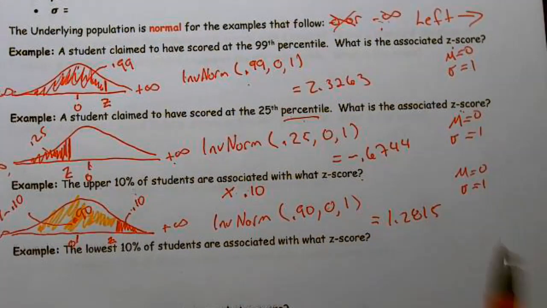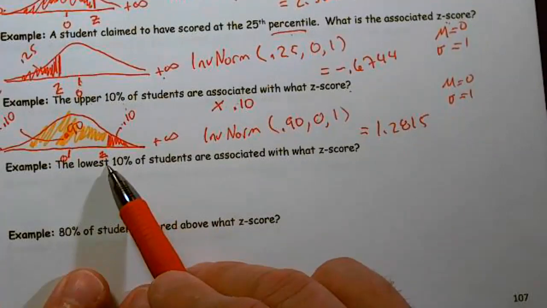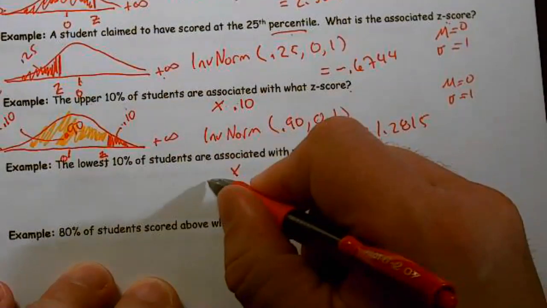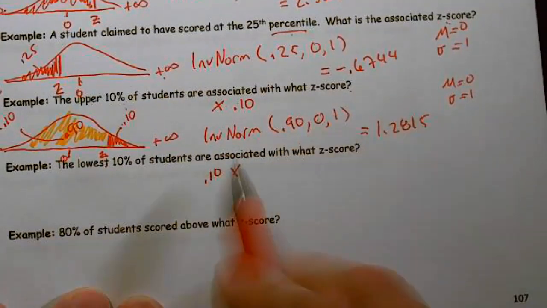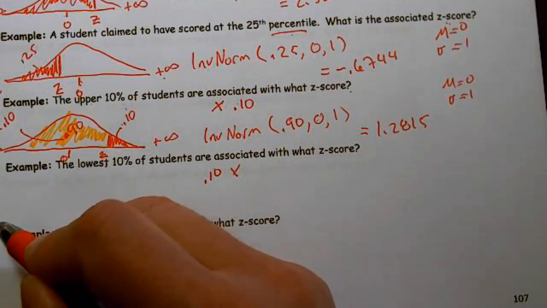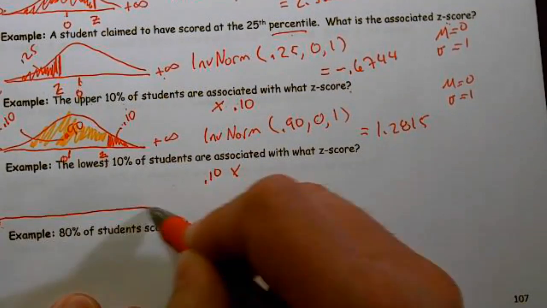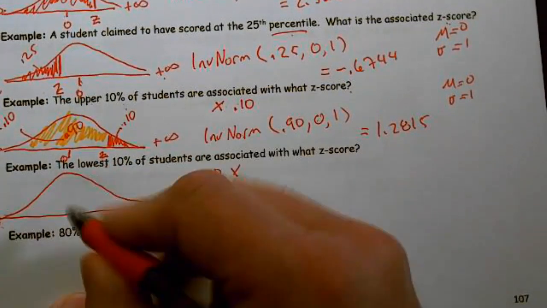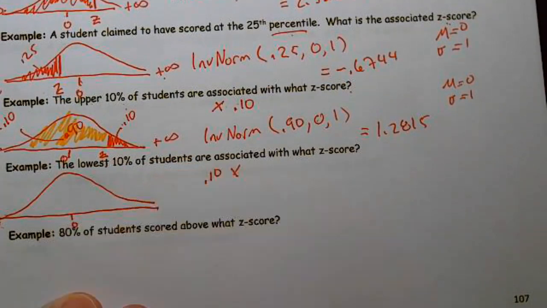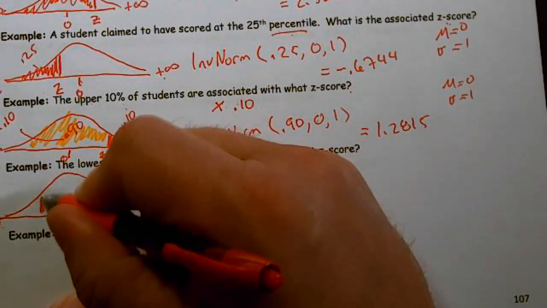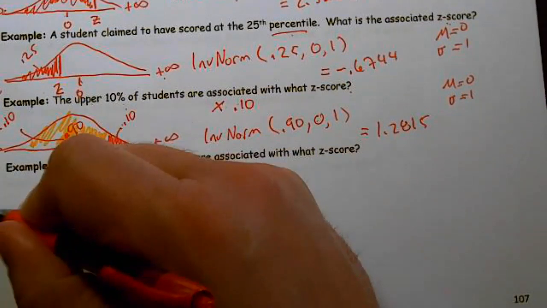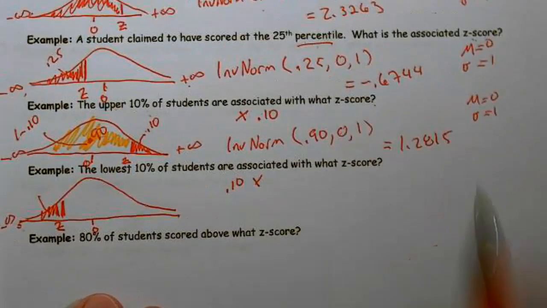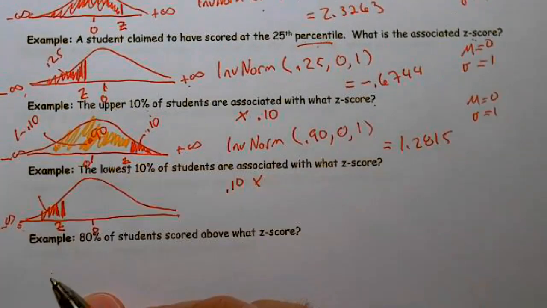The next one also has a direction. It says the lower 10%. All right, so we have an X. Well, this is lower, so that means it's below the X value. So that means I'm actually going to be shading below. So this right here is 0. And as long as we have it shaded to negative infinity, we're good to go. We don't have to do any of the subtraction that we did right there.